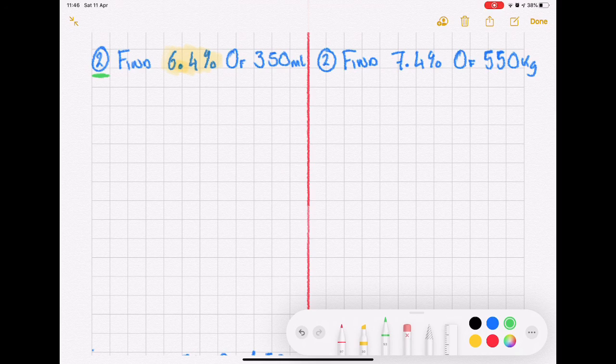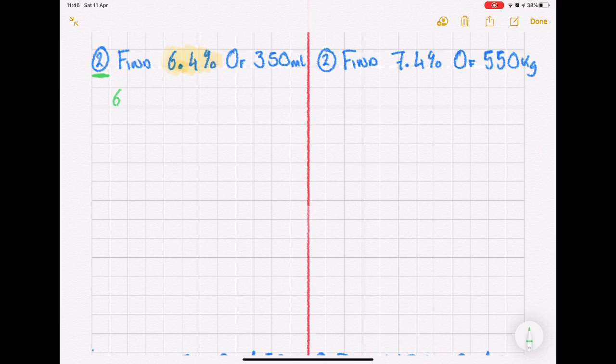Let's find our multiplier. So we take our percentage, that's 6.4%, and we divide that by 100. And if we do that, we're going to get 0.064. That's fine, that's our multiplier. So even though it's got a decimal in it, our process actually hasn't changed.